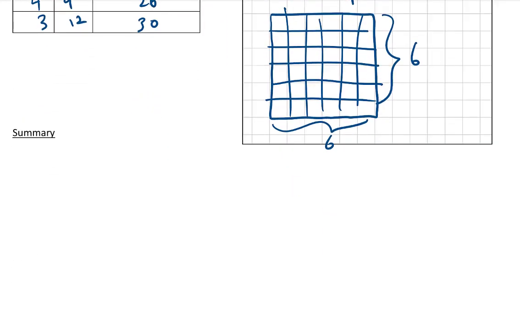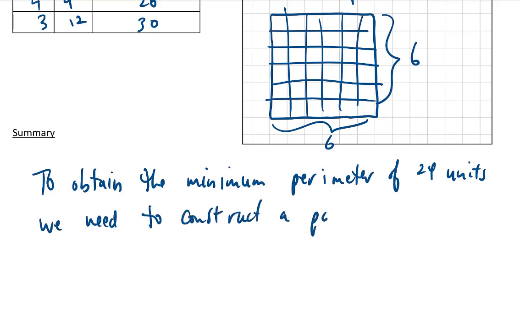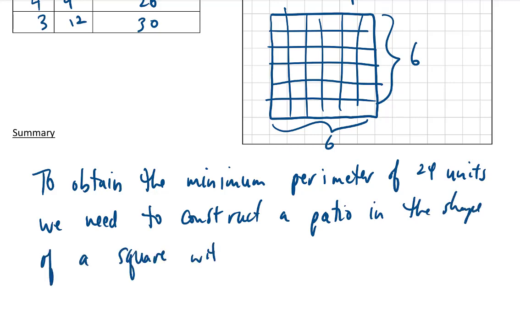So to obtain the minimum perimeter of 24 units, we need to construct a patio in the shape of a square with dimensions of 6 units by 6 units.